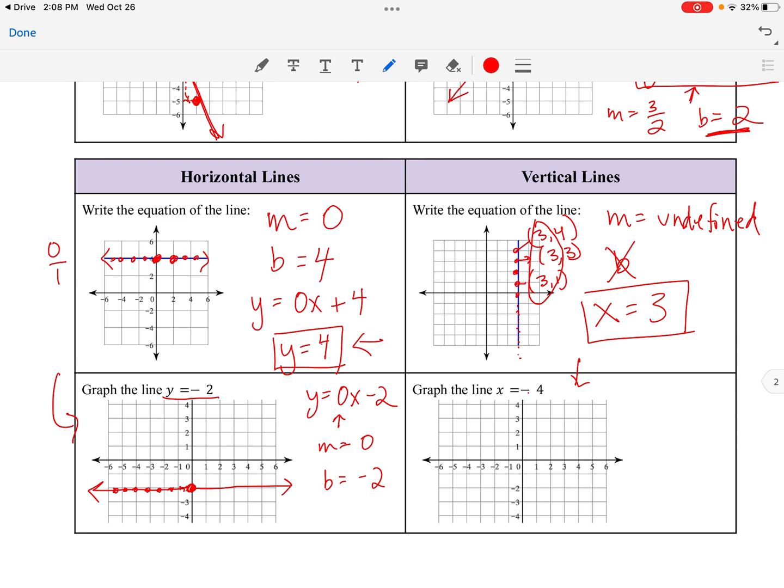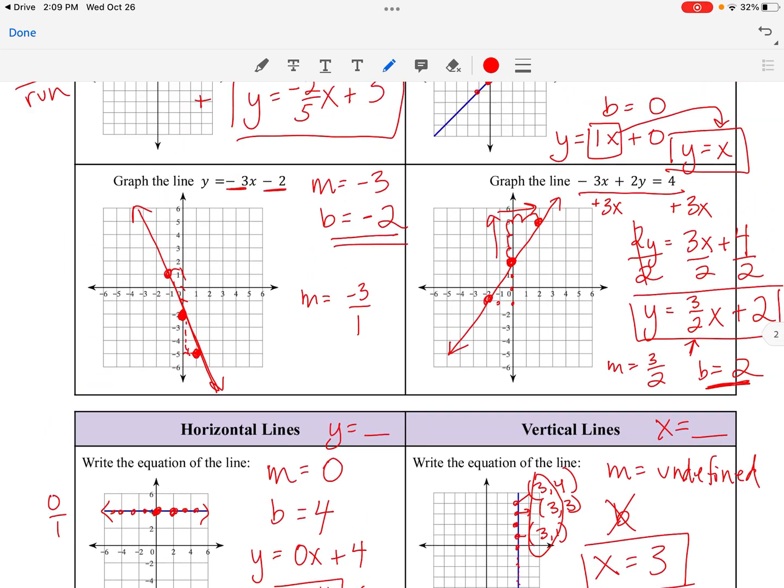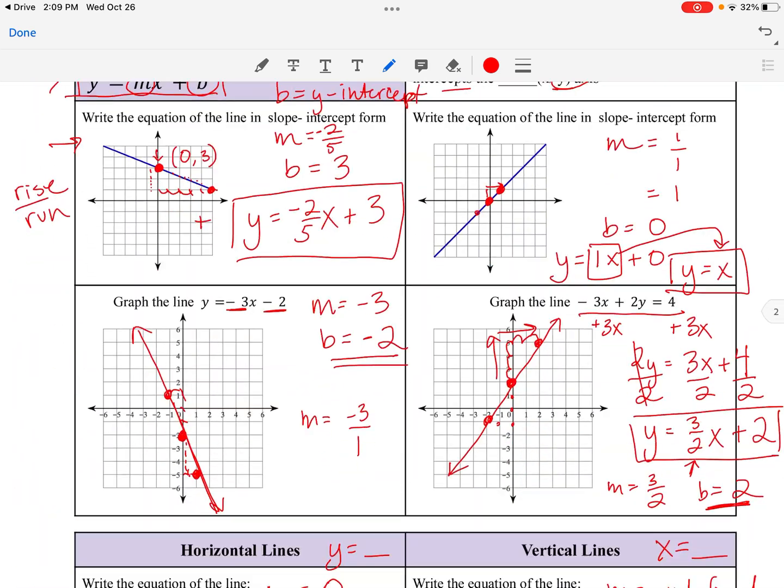All right, let's graph this one. X equals negative 4. Horizontal lines are always y equals something, right? And vertical lines are always x equals something. So x equals negative 4, so we're going to go to where x equals negative 4. And we could graph a few more points where x equals negative 4, connect them, and we have the line. And that is slope-intercept form in graphing horizontal and vertical.